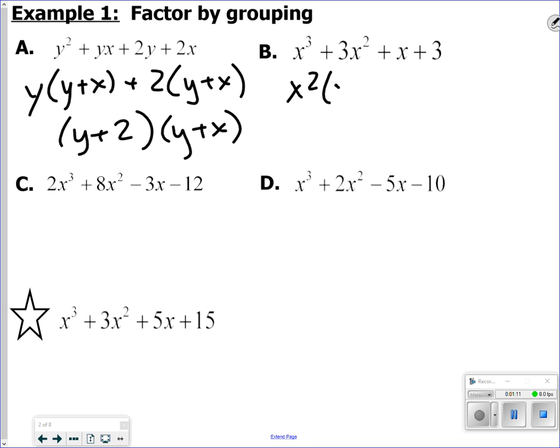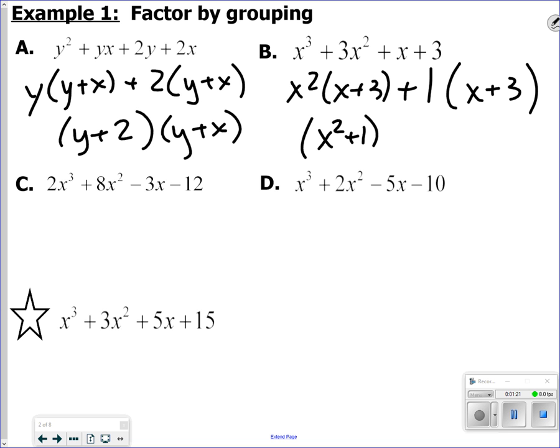So the second one's the same thing. I can take an x squared out of the first 2. If you can't take anything out, you can just take out a 1. Again, because the parentheses are the same. So there's a key. You have to have the exact same parentheses in both of these. I can group the GCF and keep what's the same.